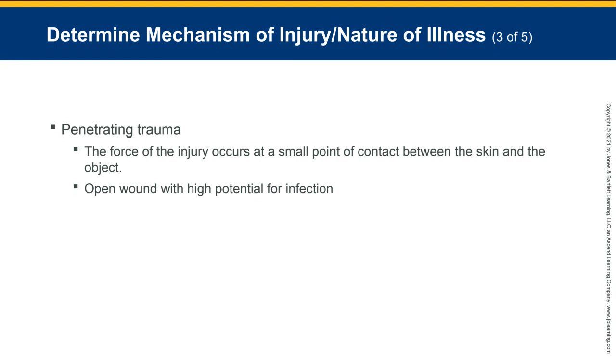With penetrating trauma, the force of the injury occurs at a small point of contact between the skin and the object. There is now an open wound with a high potential for infection, but within a pre-hospital setting, the primary concern is going to be bleeding control. Then we consider risk for infection.